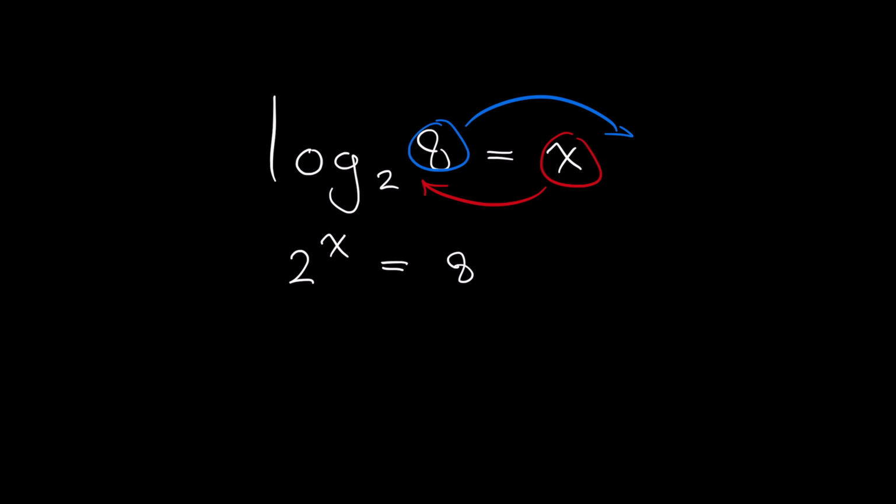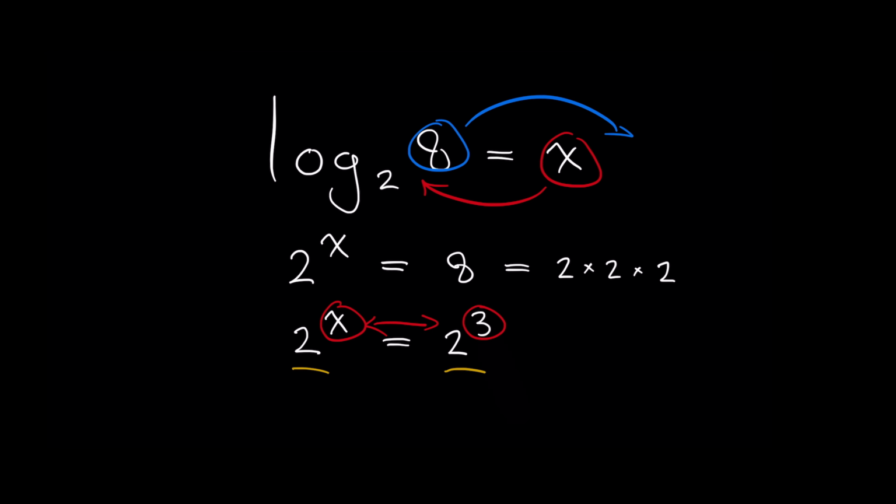And now from here, we can notice that 8 really breaks down into 2 times 2 times 2, so 2 times itself 3 times. So this entire thing is the same as 2 to the x is equal to 2 to the power of 3. And whenever you have two exponents where the bases are the same, then we also know that the powers must also be the same. So thus we can conclude that x is 3.